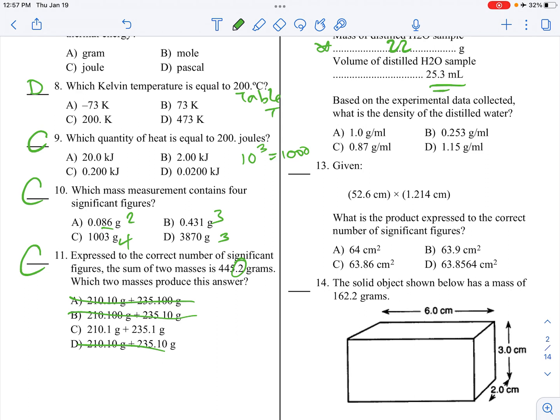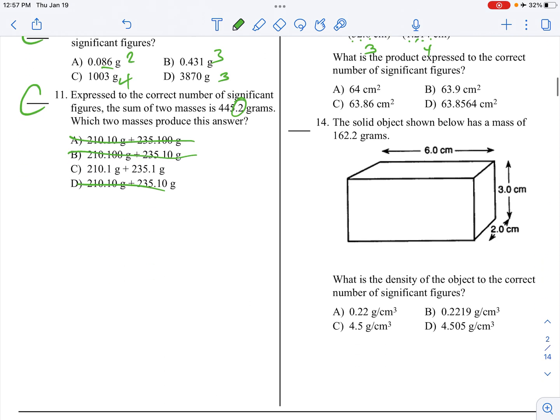Basically, it says multiply and go to the correct sig fig. So 52.6 times 1.214 gives me 63.8564. When we round to sig figs with multiplication and division, it's to the fewest number of total sig figs. So this is 3, this is 4, so we want 3 sig figs. So 1, 2, 3. Does the 5 round an 8 up? Yes, so 63.9 is our answer.